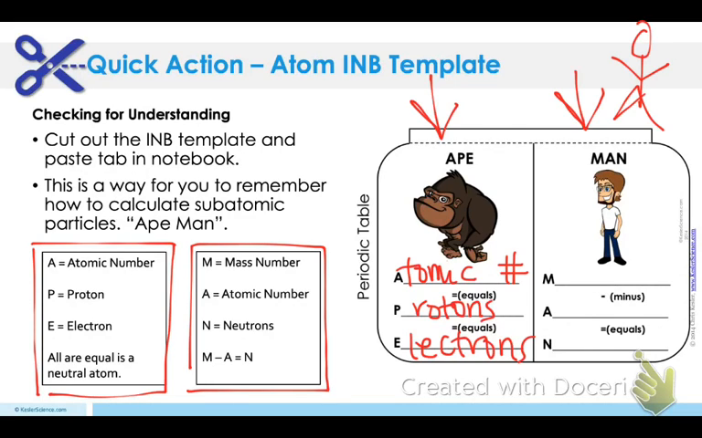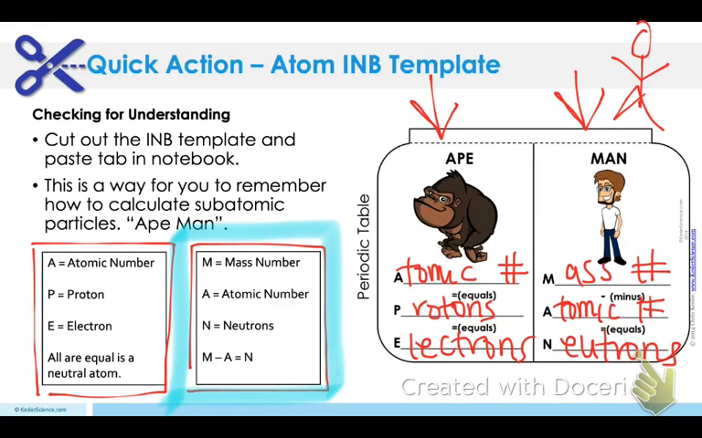Alright, once you draw your APE, for your MAN, you have your mass number minus the atomic number equals the number of neutrons. Go ahead and pause here so you can take your time writing this down. I would also make sure for this APE MAN, it's super important to remember. You're going to have worksheets on this. This is going to be on your test. You need to remember APE MAN.